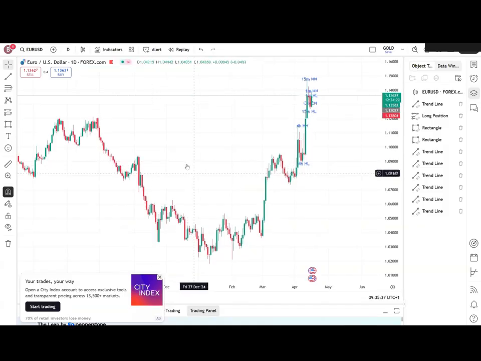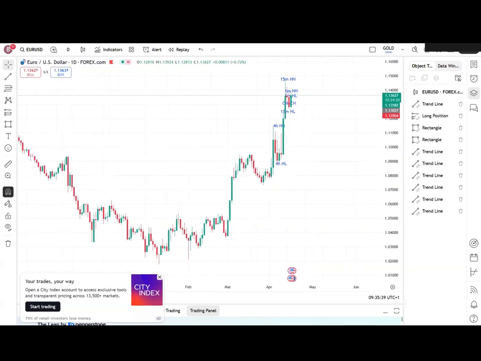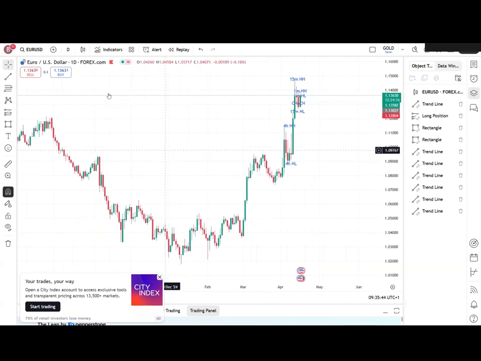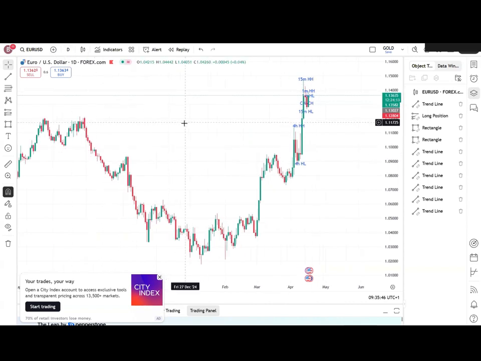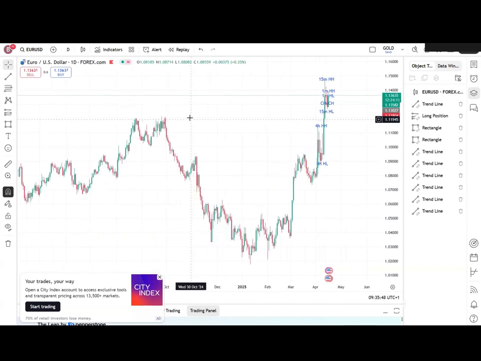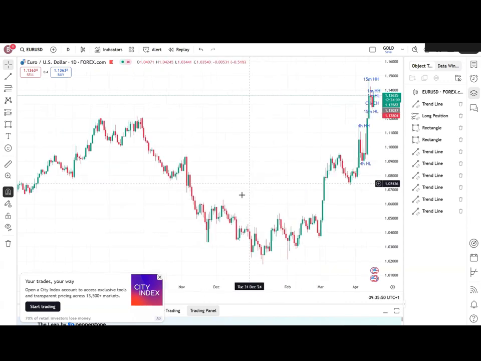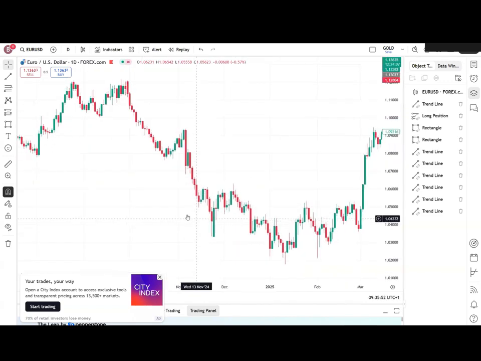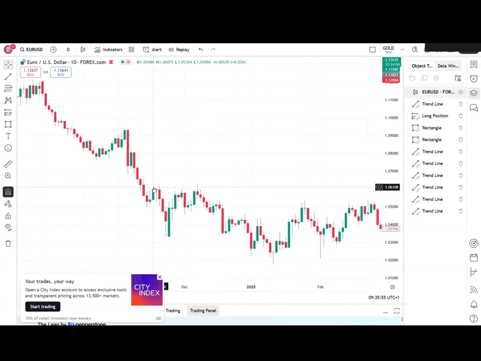I'll break down the USD trade that I took. So first of all, I like to go to my daily time frame to see the overall bias and market trend. So right now, let's start from here. The current order flow in the daily time frame is from here.